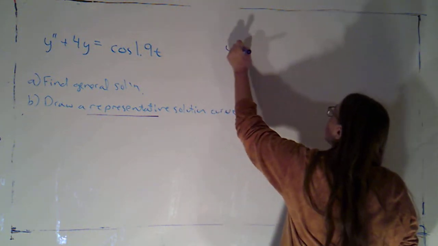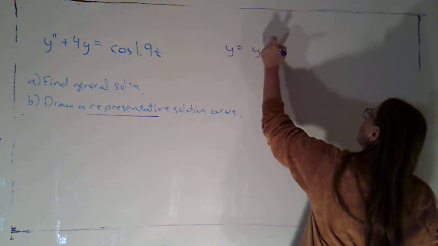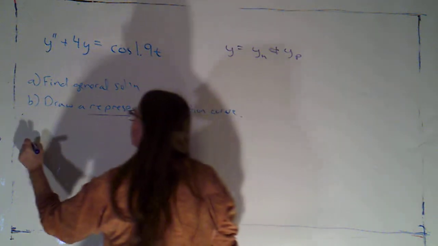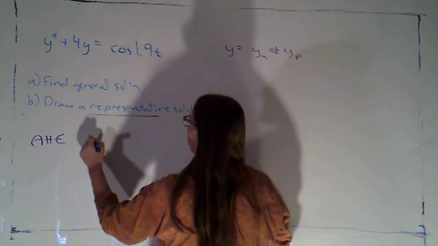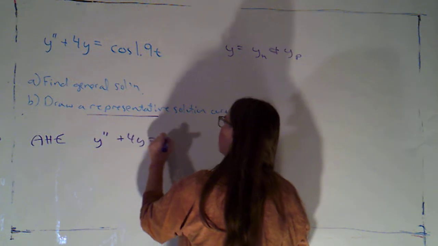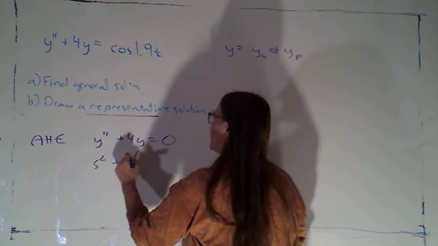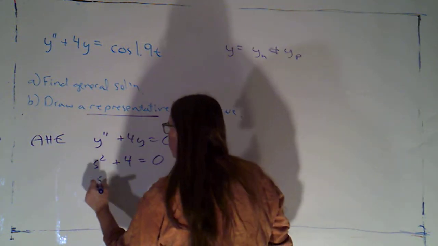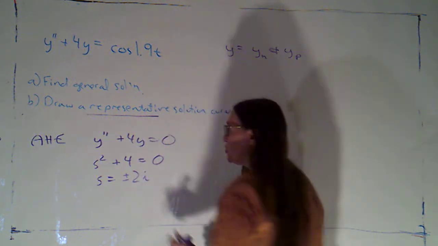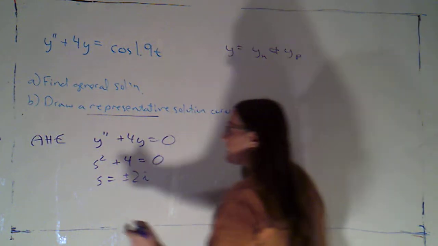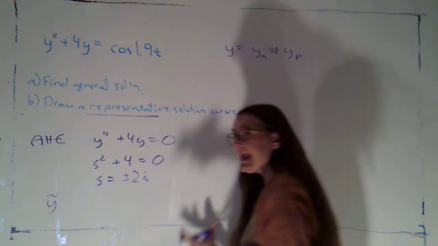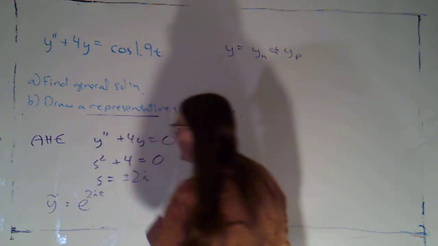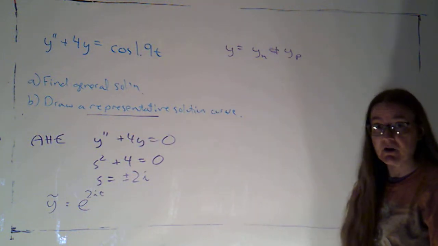I know my solution is going to be the sum of a solution to the associated homogeneous equation and a particular solution. So the associated homogeneous equation is y double prime plus 4y equals 0. The characteristic equation is s squared plus 4 equals 0. So the roots of that are plus or minus 2i. Okay. That means y tilde, a complex solution, would be e to the 2it. E to the negative 2it would be another complex solution.